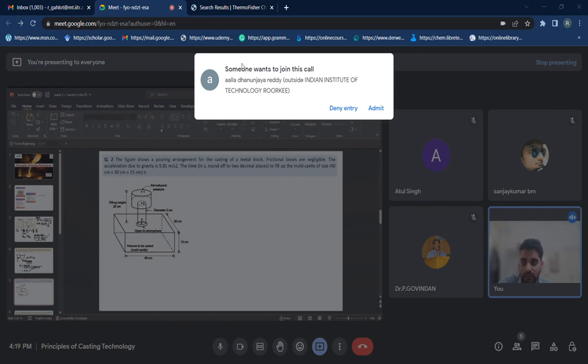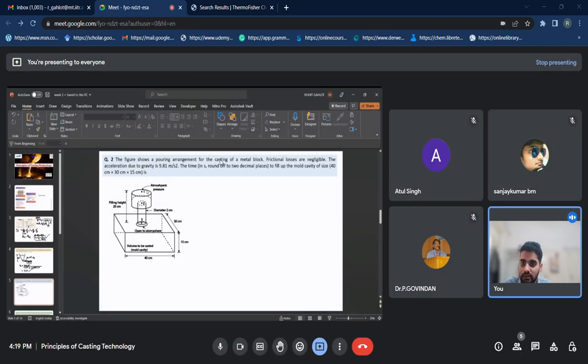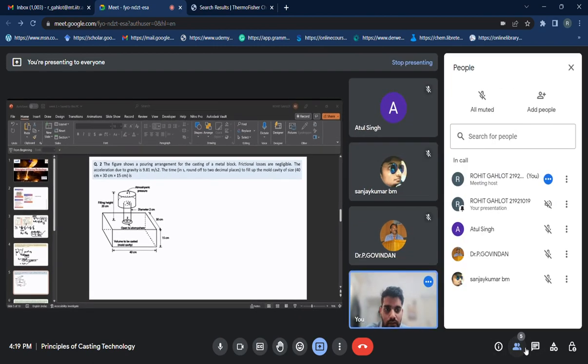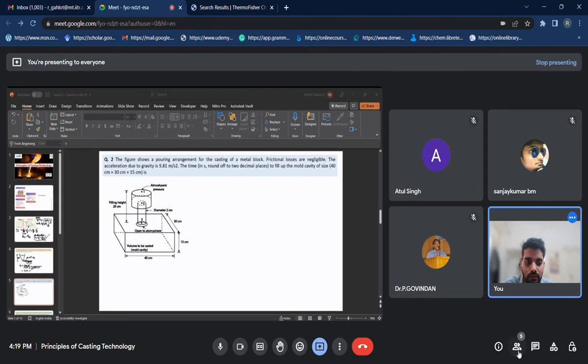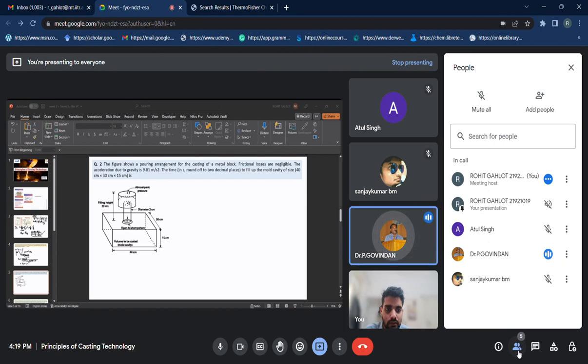I will request all of you to please try this question. It is the same as the previous one, but you only need to take the dimensions from this figure. That's the only difference. I would request everyone to please try question number 2.